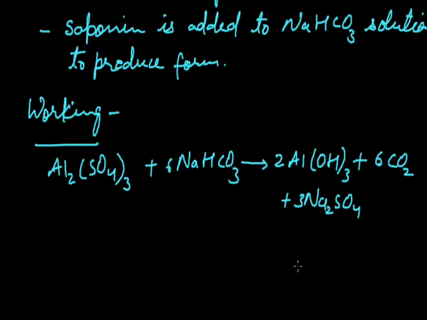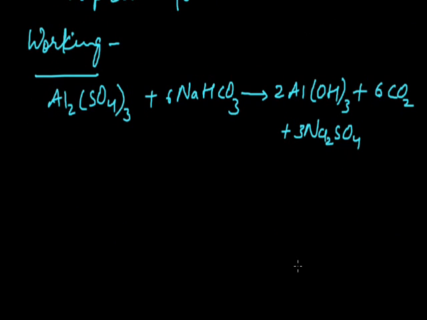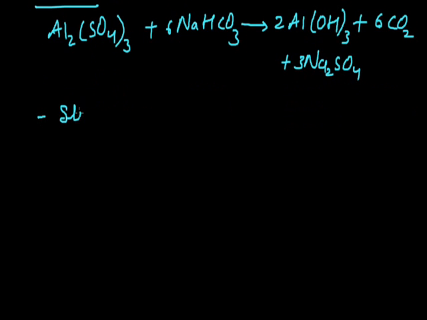Now due to presence of saponin, a stable form of CO2 is formed. The CO2 form comes out of the fire extinguisher with the great pressure, covers the entire burning surface of oil, as it cuts off oxygen supply, hence fire is extinguished.